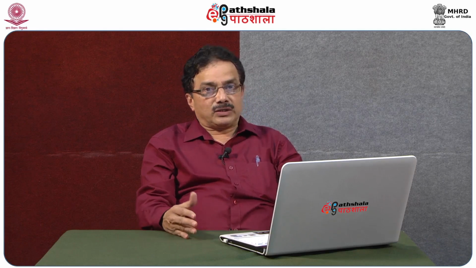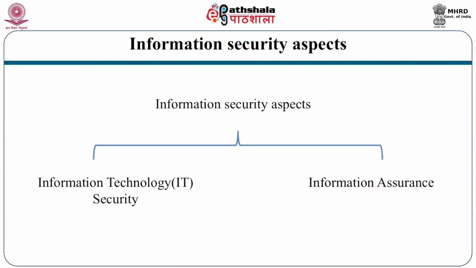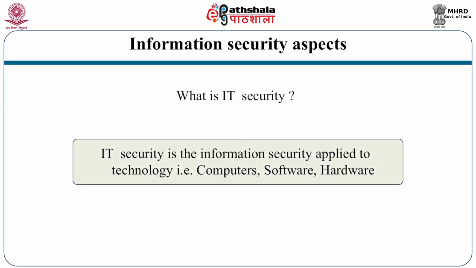Let's look at the two security aspects of information. One is the information technology security, or the IT security as we call. Second is the information assurance. IT security means the security applied to the technology. That means for the computers, the software, the hardware. That's what the IT security means.